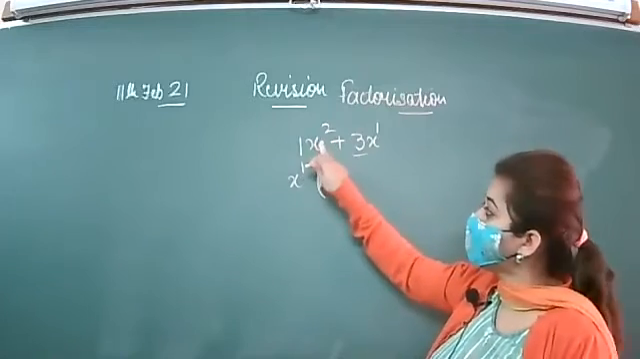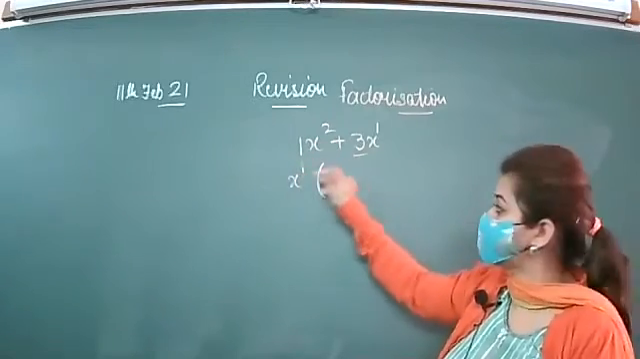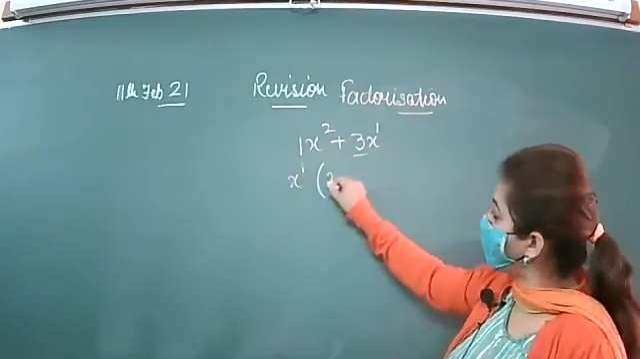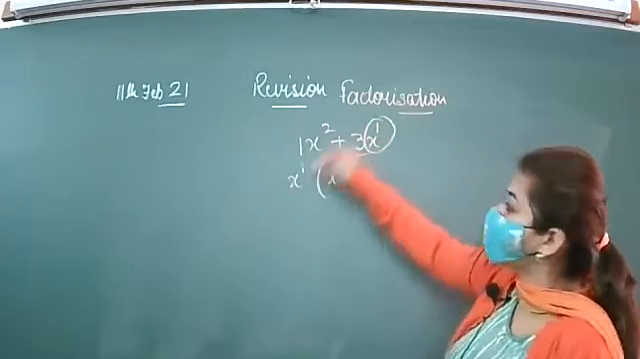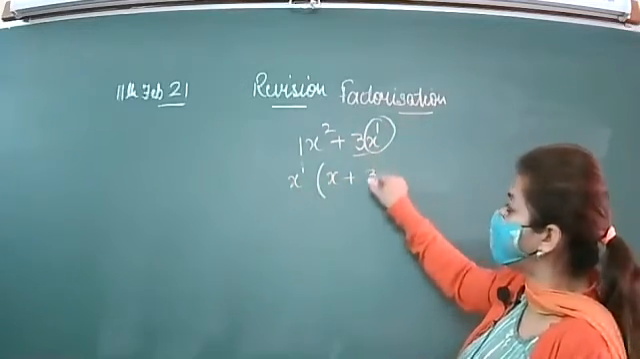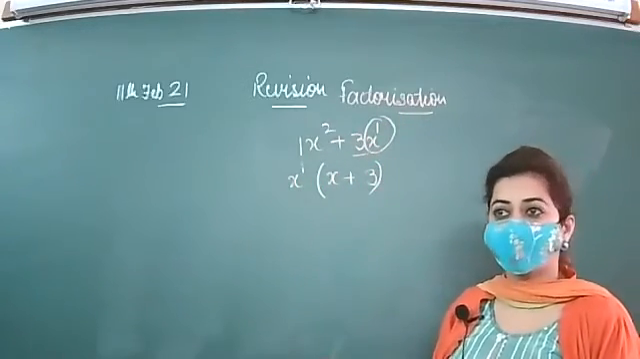This is your x square. You have taken x raised to power 1 common. So what will be left inside the bracket? X plus, x you have taken out. So from this we are left with 3. Got it?